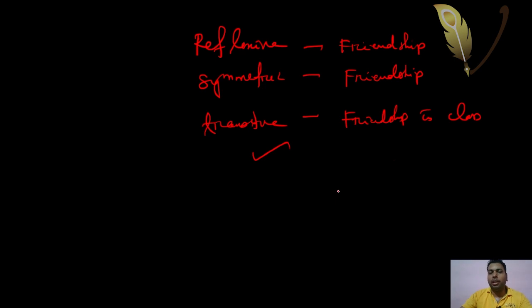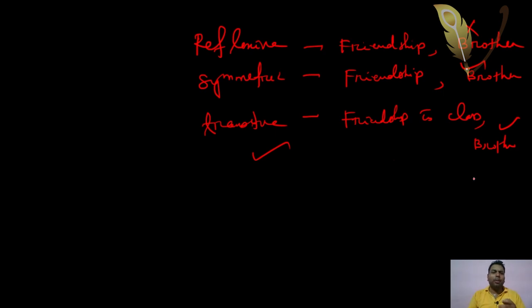Now the brother relation. What about brother? Everyone is a brother of itself? No. So the brother relation is not reflexive. If Ram is a brother of Hari, then Hari is a brother of Ram. So the brother relation is symmetric. Now whether the brother relation is transitive or not? Yes. If Ram is a brother of Hari, and Hari is a brother of Sam, then Ram is a brother of Sam. So the brother relation is transitive.